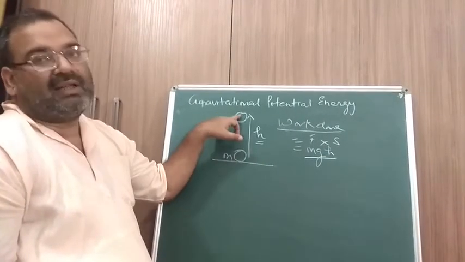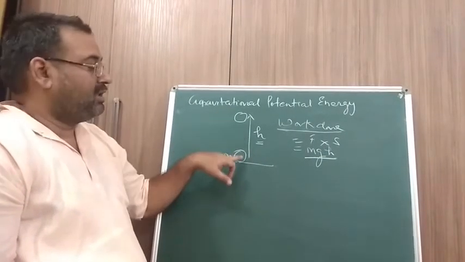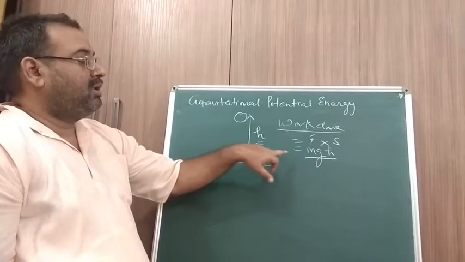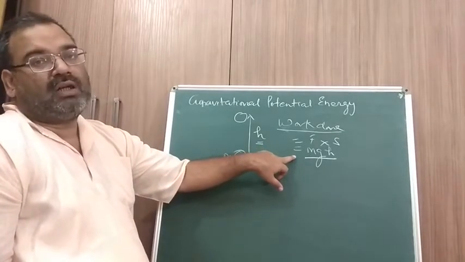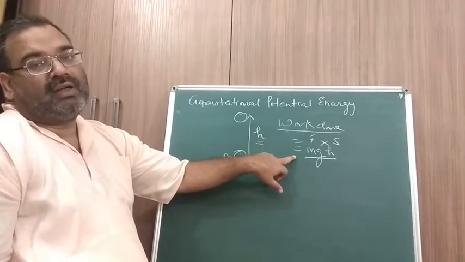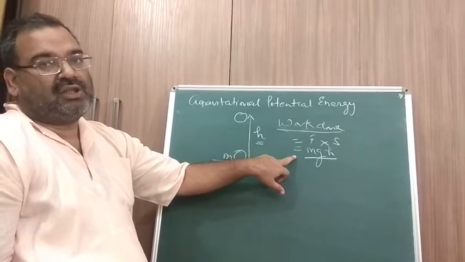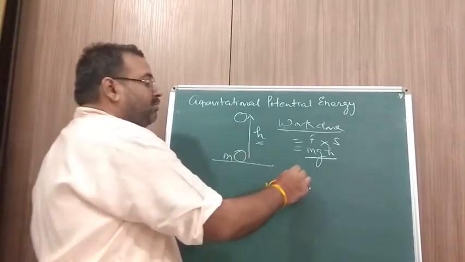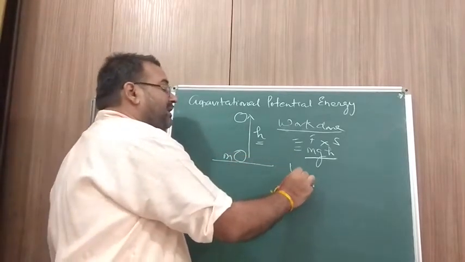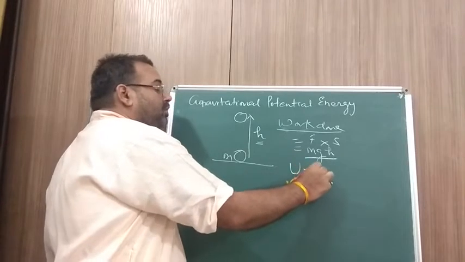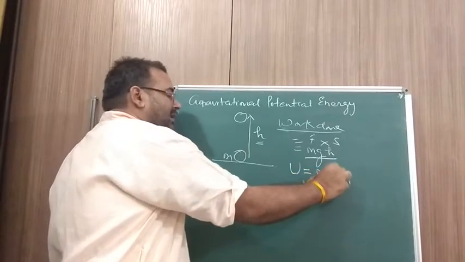Now this much amount of work is done in lifting a body from the ground to a certain height. This work done is equal to the energy that is stored in the body when it is raised to a height h. This is known as potential energy, represented by the symbol U. U equal to mgh.